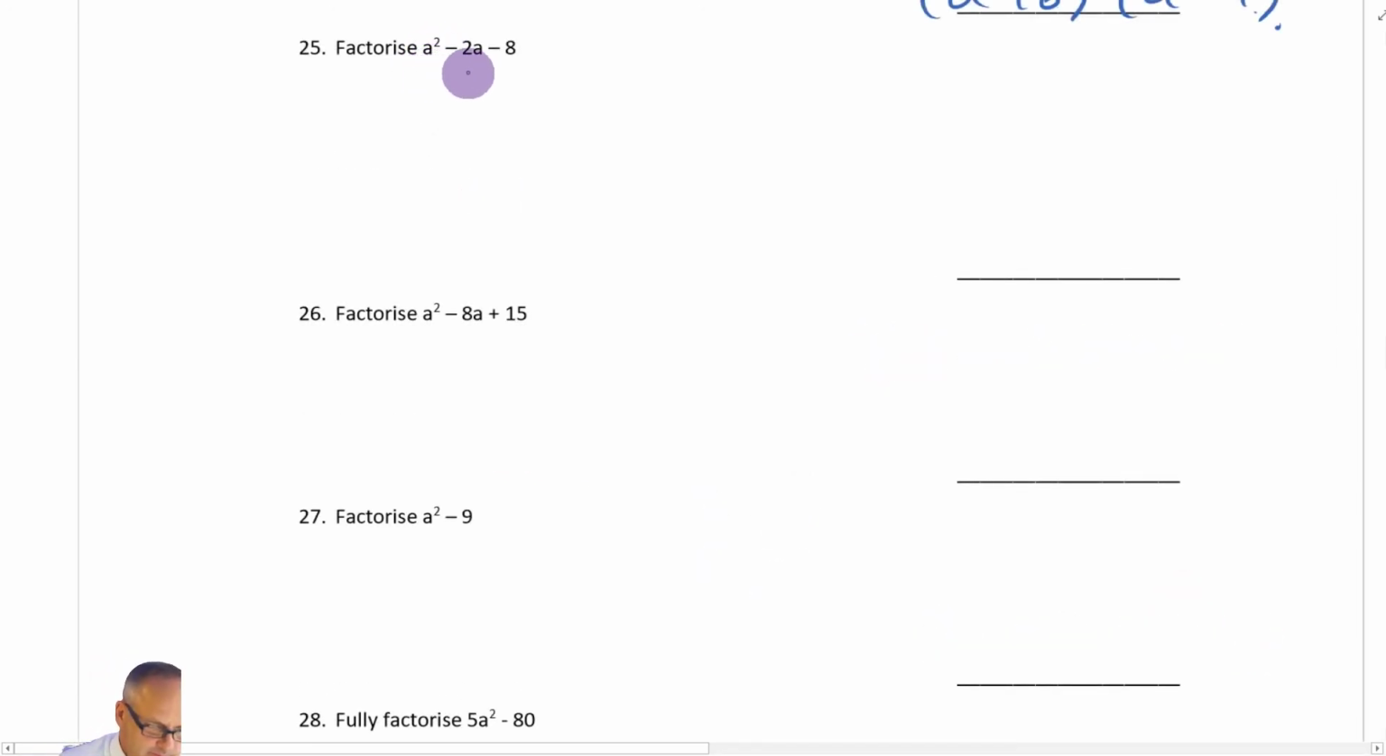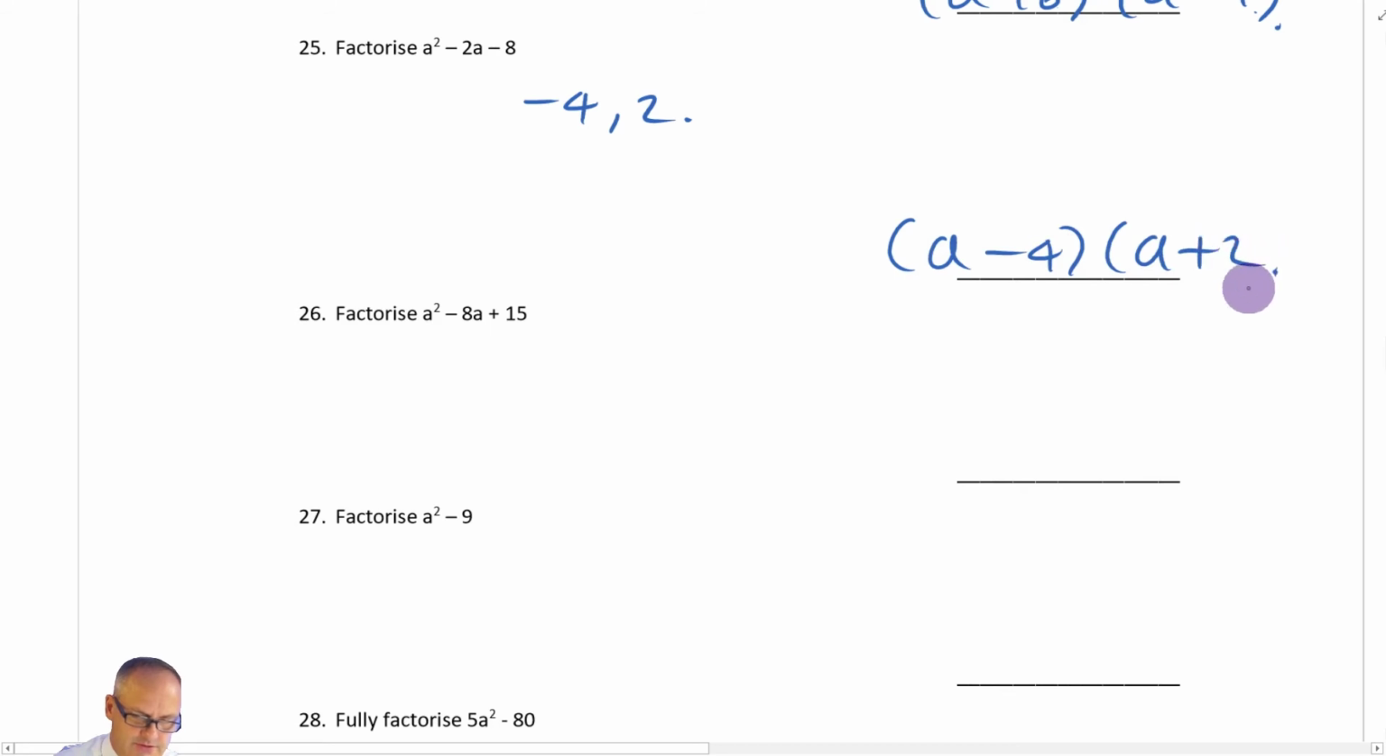Okay, so let's do this one. We've got minus 8, and we want to find numbers that multiply to give us minus 8, but combine to give us minus 2. And straight off the top of my head, I've got minus 4 and 2 as my 2 numbers. I can add these 2, and they give me minus 2. So what I'm going to have is a minus 4 and a plus 2. We can check it by multiplying out. Minus 4a plus 2a gives me the minus 2a I need. Minus 4 times 2 gives me the minus 8. And the a times the a gives me the a squared.